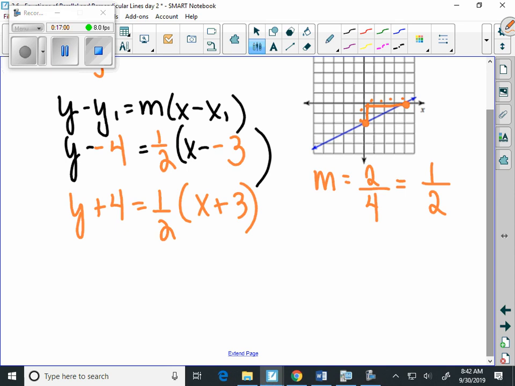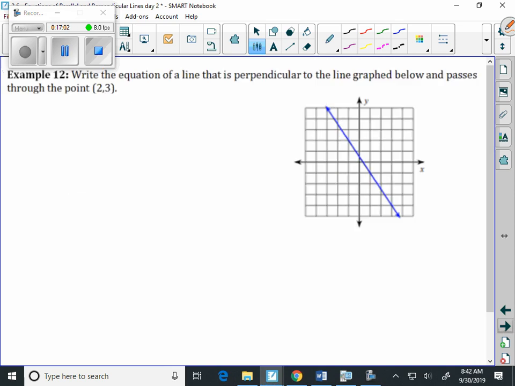So lastly, we did parallel with our graph. Let's do perpendicular with our graph. And as we take a look at this, unfortunately on this one we can't pick the x-intercept and the y-intercept because they're not whole value points. But this point right there looks like it's right on the corner of our graph, as well as this point.